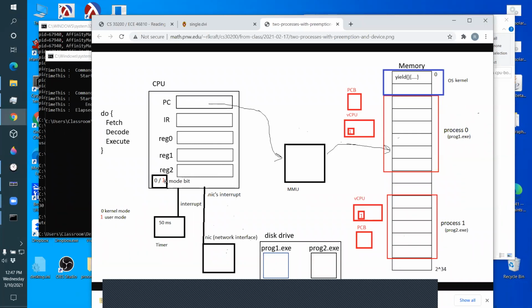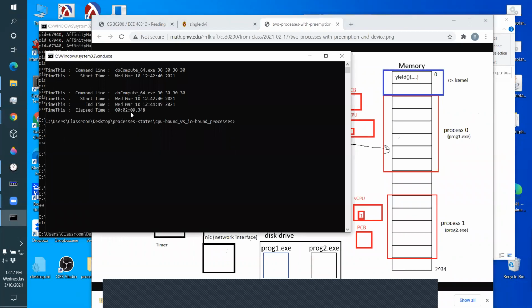Not to mention the amount of time it takes to do the mode switch from user mode to kernel mode, then from kernel mode back to user mode. Okay. So you can kind of get a sense of where this other extra 10 seconds goes. It's all the overhead. And it's not that bad.